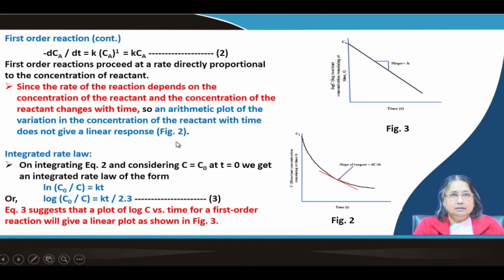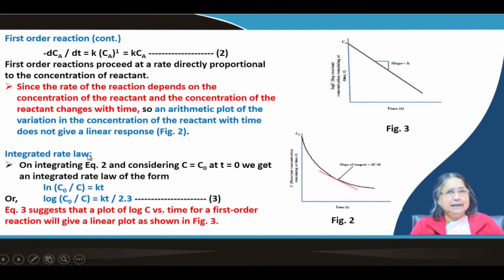So, an arithmetic plot of the variation in the concentration of the reactant with time does not give a linear response. So, figure 2. If you plot concentration versus time, then you will not get a straight line. The curve will be like this. And the slope at any point will give you dCA dt with a minus sign, because it is the reactant.